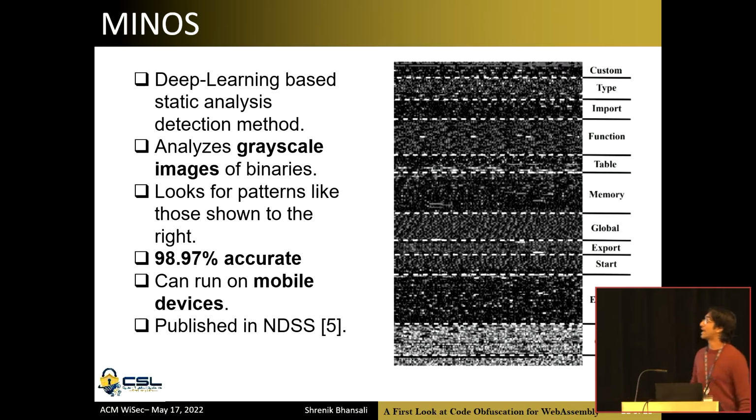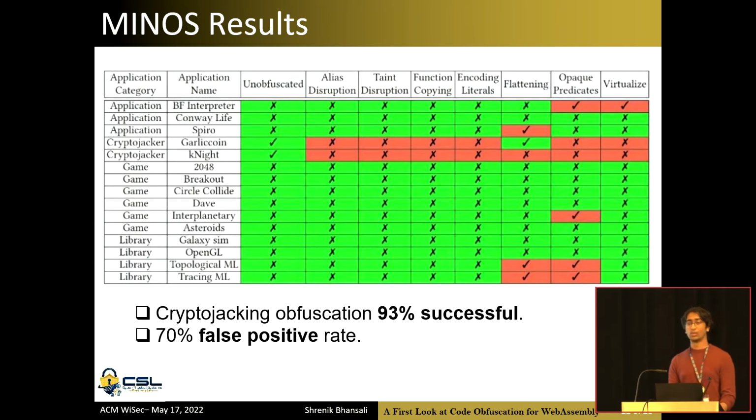Instead, we use MINOS, which is a deep learning-based static analysis detection method that uses a convolutional neural network to analyze binaries of WebAssembly files and categorize them either as malicious or benign. It analyzes these grayscale images using the pattern shown to the right. This pattern is the standard pattern that binaries of cryptojacking malware use. It is a 98.97% accurate, or 99% accurate, cryptojacking detection method that can and has been run on mobile devices without creating a significant performance overhead, meaning it is realistic to use in the wild. It was published in NDSS and has been rigorously tested in the literature.